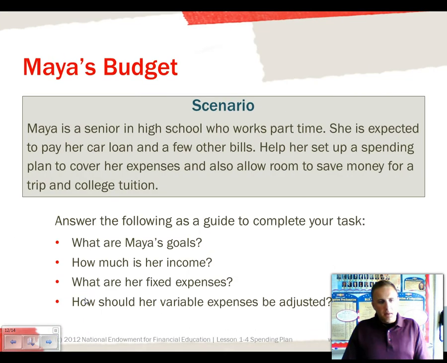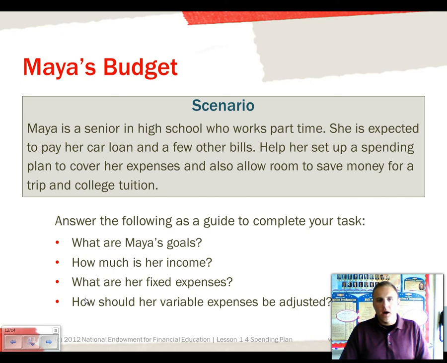So we bring in Maya. Now Maya's in a little bit different of a situation than some of us are, but Maya is a high school senior and she works part-time. She has to pay her car loan, she has to pay a few other bills, including her cell phone bill. But she comes up with a plan, and her plan is to save money to allow her to go on a trip and to also help to save for college tuition.